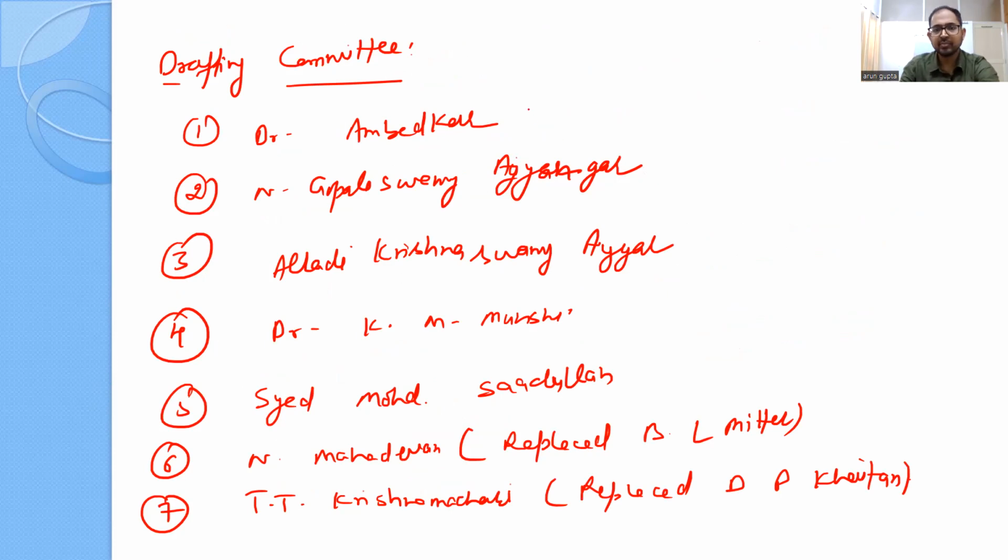the Drafting Committee. Chairman Dr. B.R. Ambedkar, N. Gopalaswami Iyengar, Alladi Krishnaswami Iyer, Dr. K.M. Munshi, Syed Muhammad Saadulla. These were the 5 permanent members. And then N. Madhava Rau replaced B.L. Mitter because B.L. Mitter's health was not well. And T.T. Krishnamachari replaced D.P. Khaitan, who expired in between. So these were the 7 members, and these 2 were also members. So if asked, any of these 9 members, if put in the answer, all of them are correct. They may ask which of the following were or was not a member of the drafting committee.